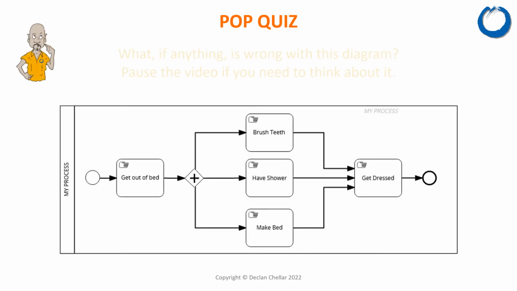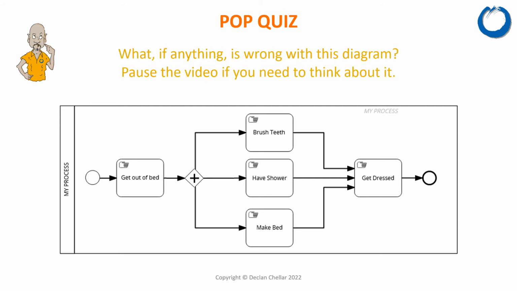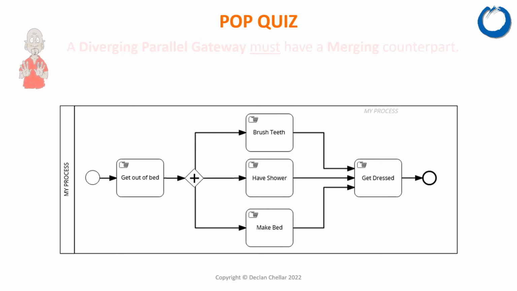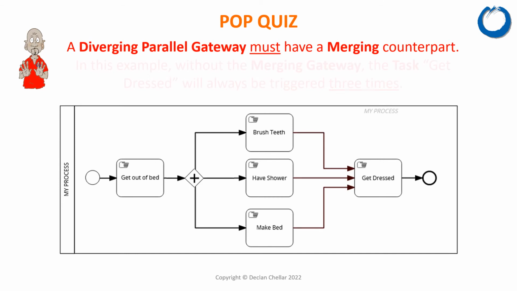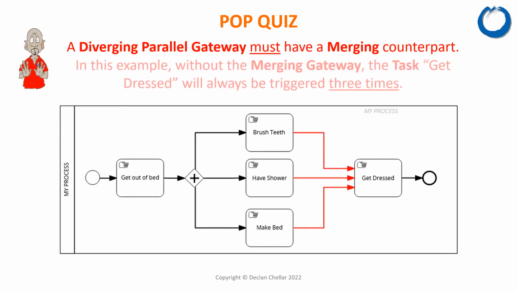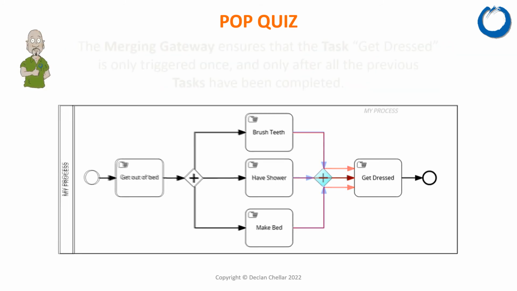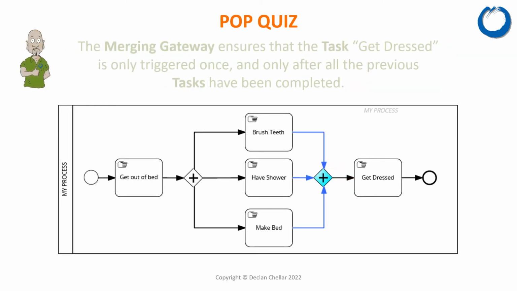What, if anything, is wrong with this diagram? Pause the video if you need to think about it. A diverging parallel gateway must have a merging counterpart. In this example, without the merging gateway, the task Get Dressed will always be triggered 3 times. The merging gateway ensures that the task Get Dressed is only triggered once and only after all the previous tasks have been completed.